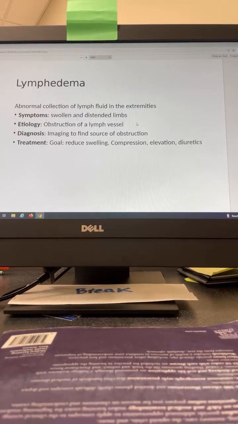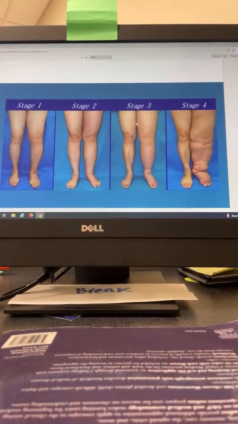All right, last couple of slides here. Lymphedema. You know the word edema is swelling, and lymph is referring to the lymph nodes and fluid. This is an abnormal collection of lymph fluid in the extremities. The symptoms are super swollen and distended limbs. So it looks like this.